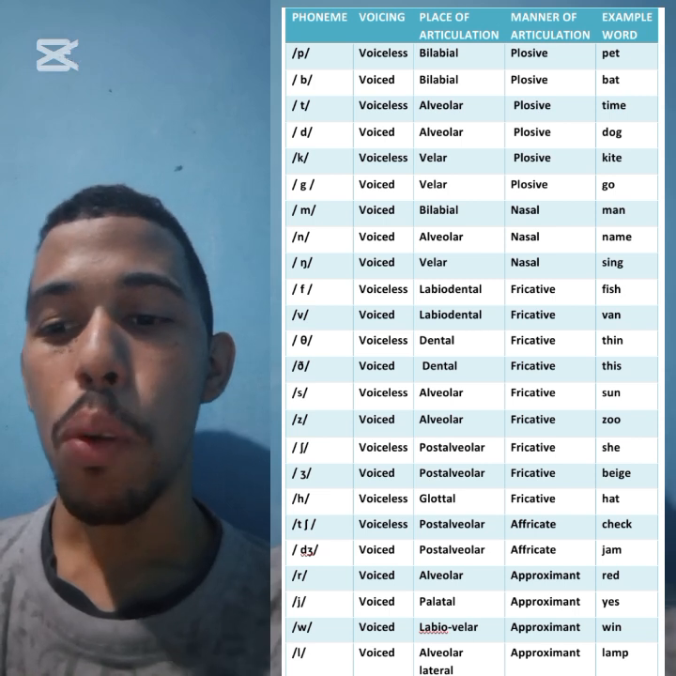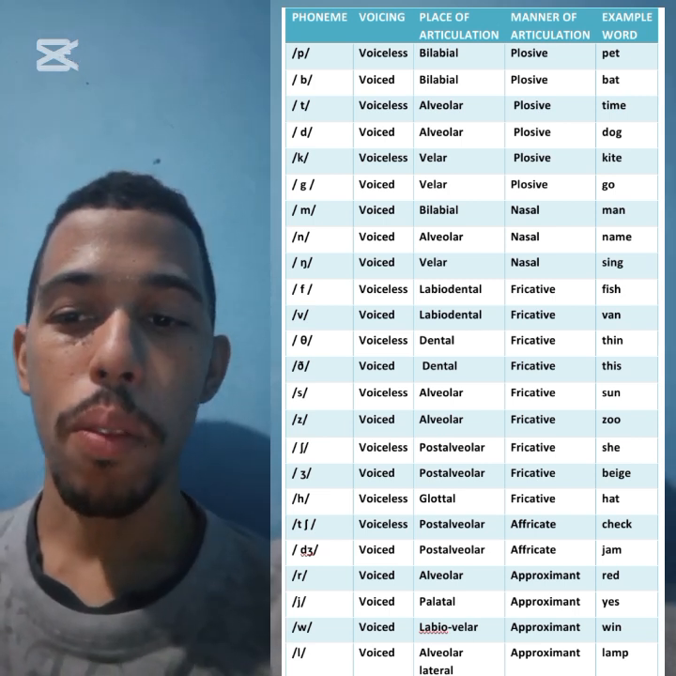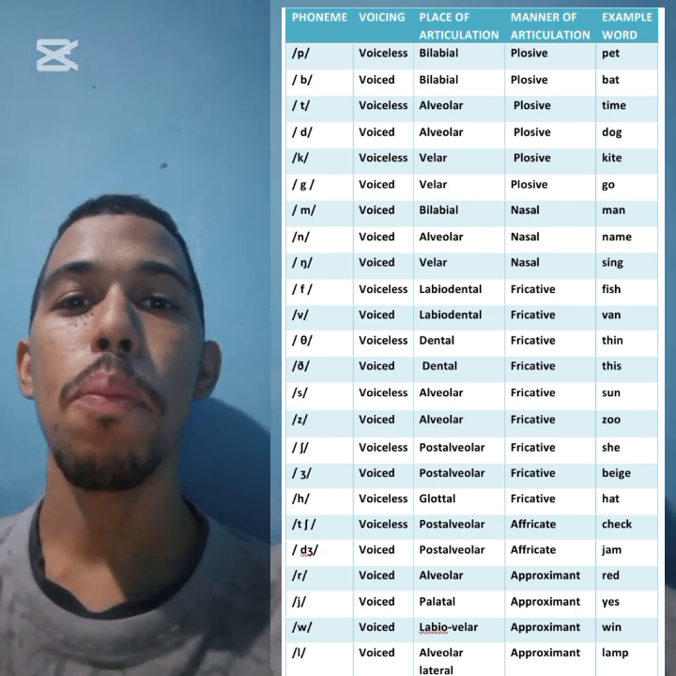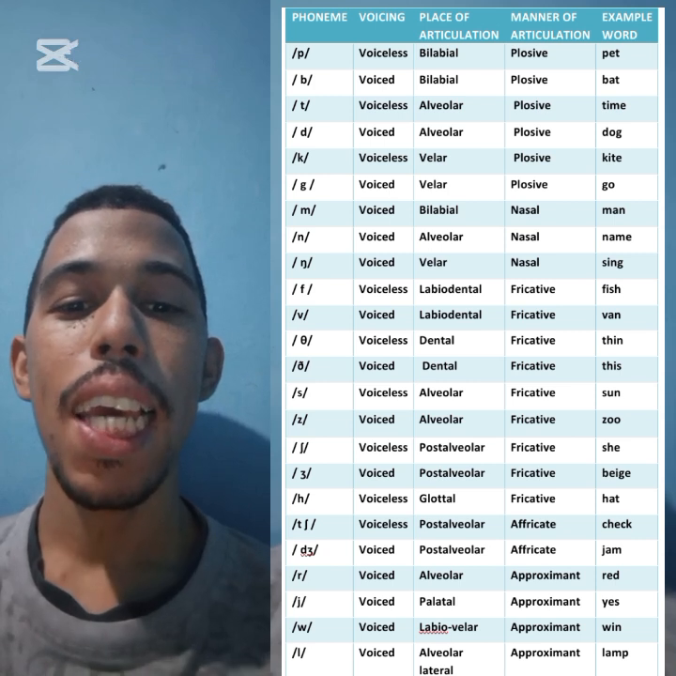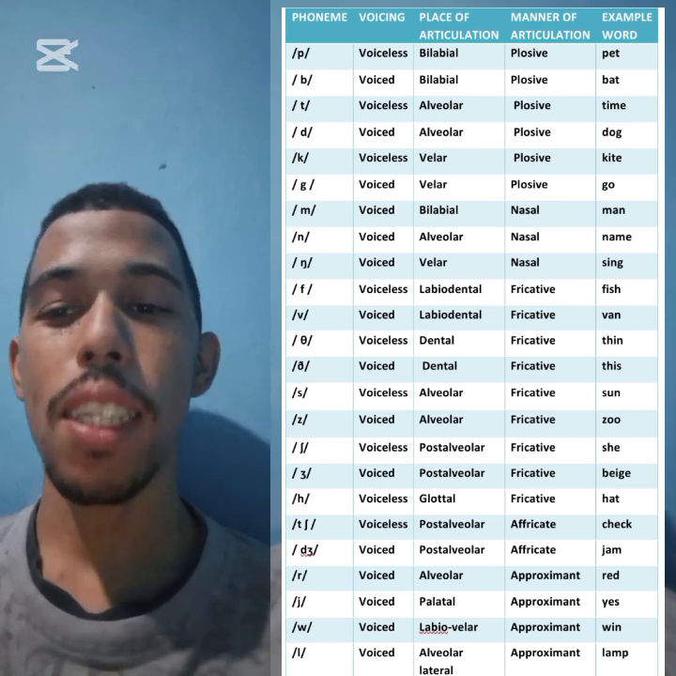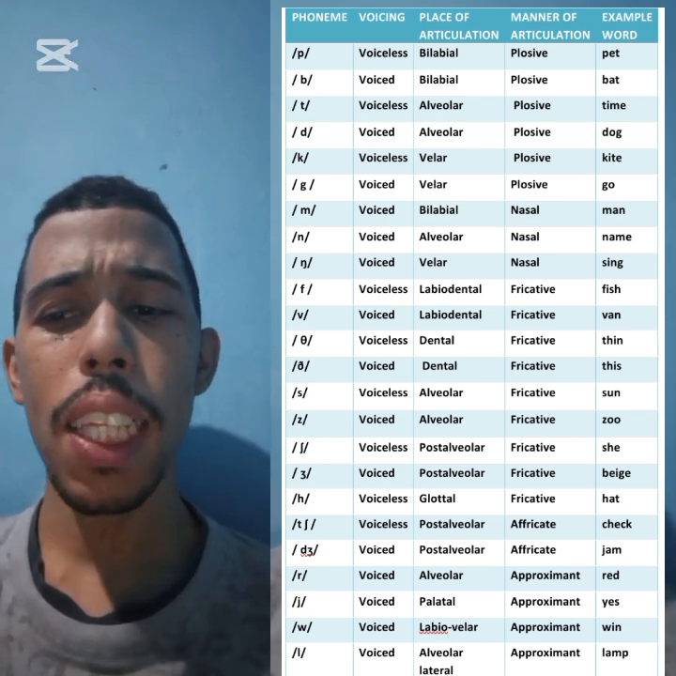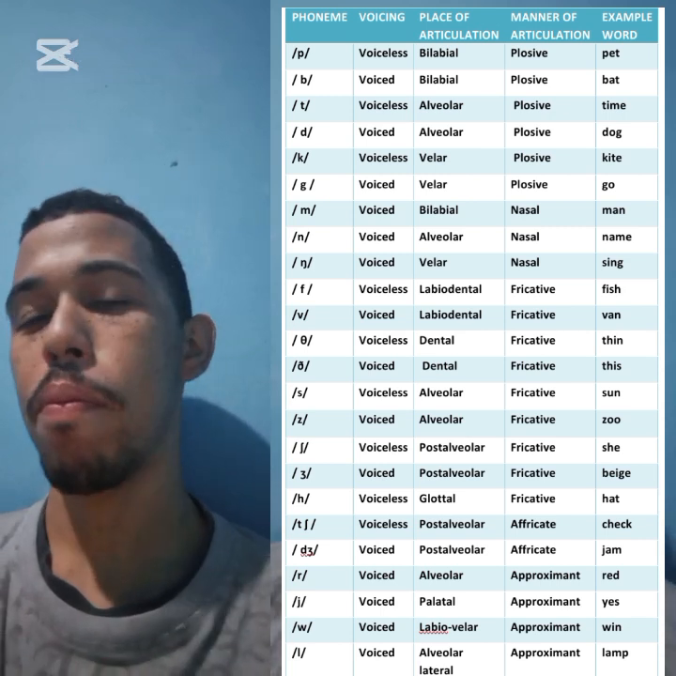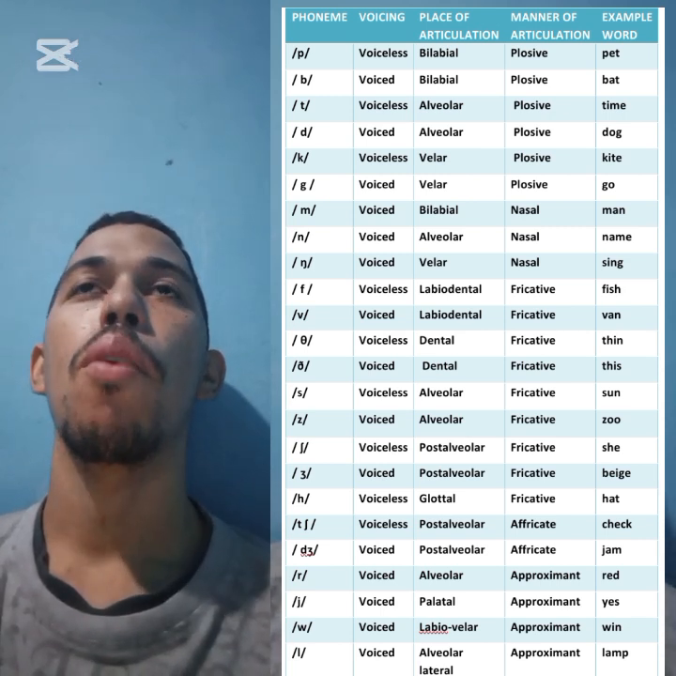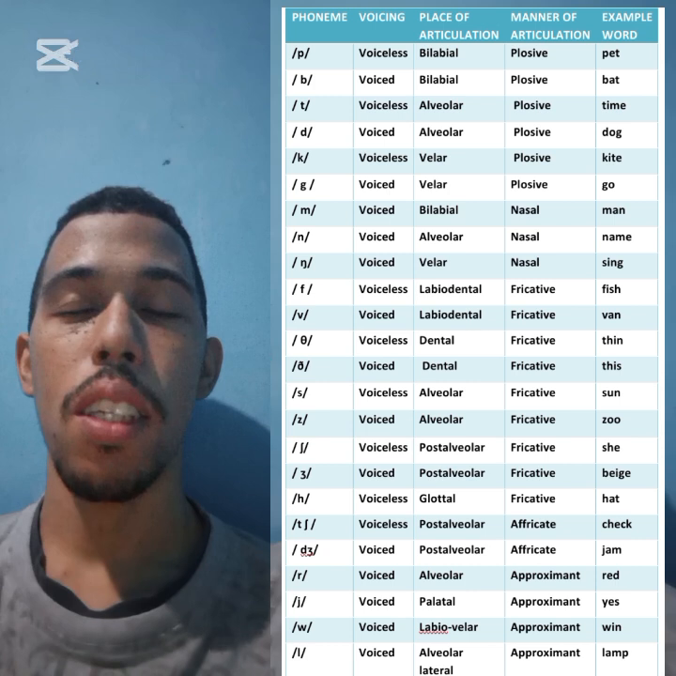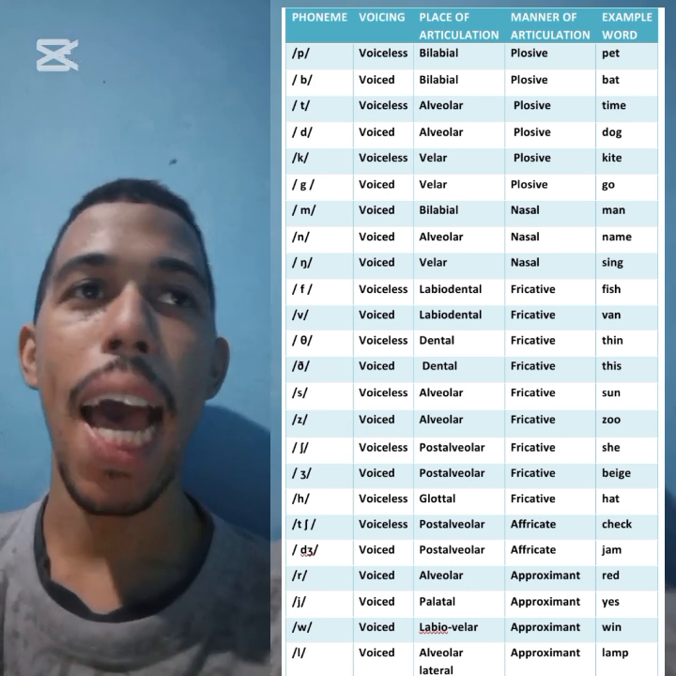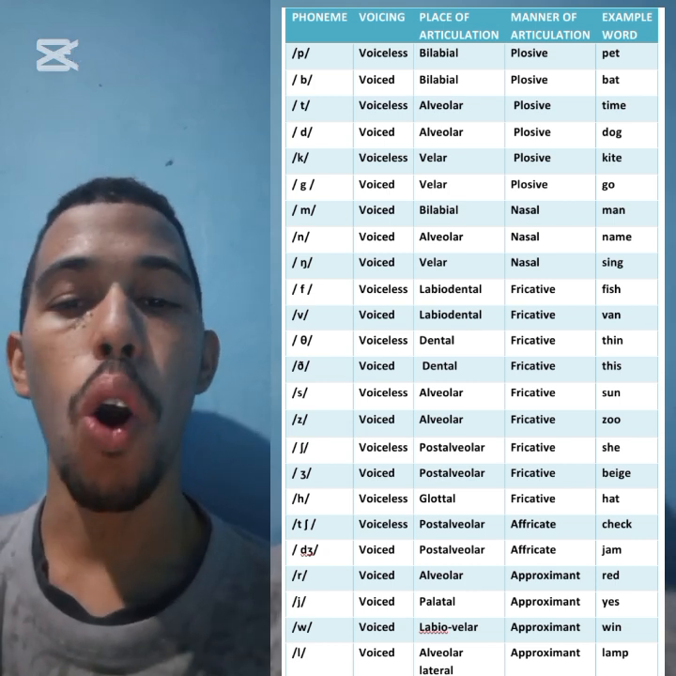And we also have the glottal. Glottal means that the point of articulation is in the glottis. And this one is also fricative. An example of a word with this point of articulation is hat or hope.